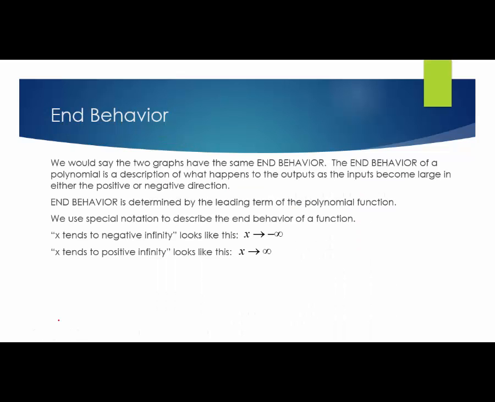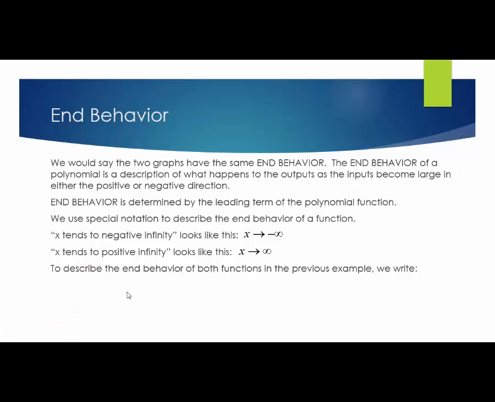We use special notation to describe the end behavior of a function. So x with an arrow to the right with either positive or negative infinity. These mean x tends to negative infinity or x tends to positive infinity. So let me show you what we would do to describe the end behavior of these functions.